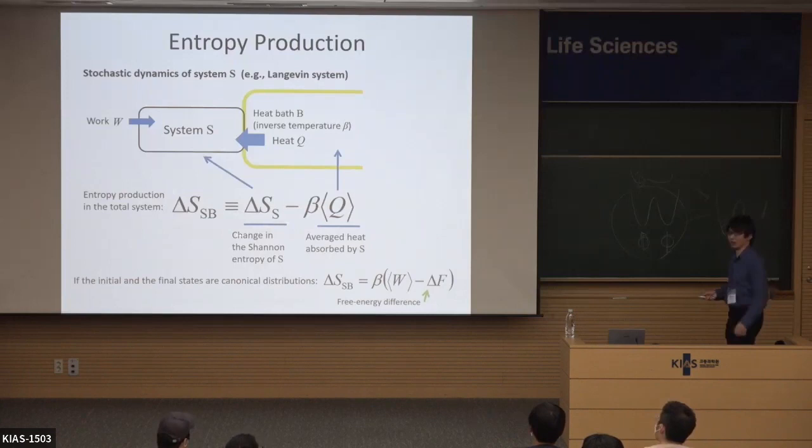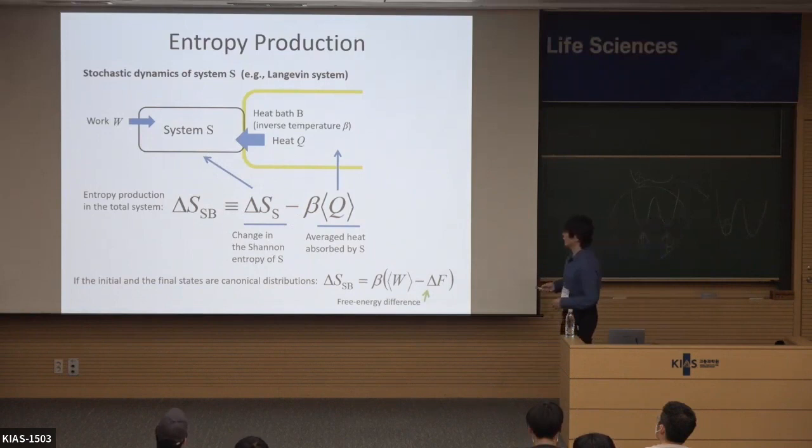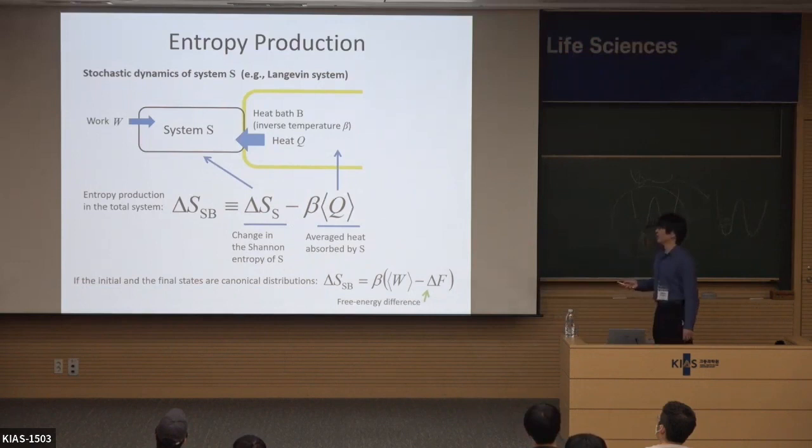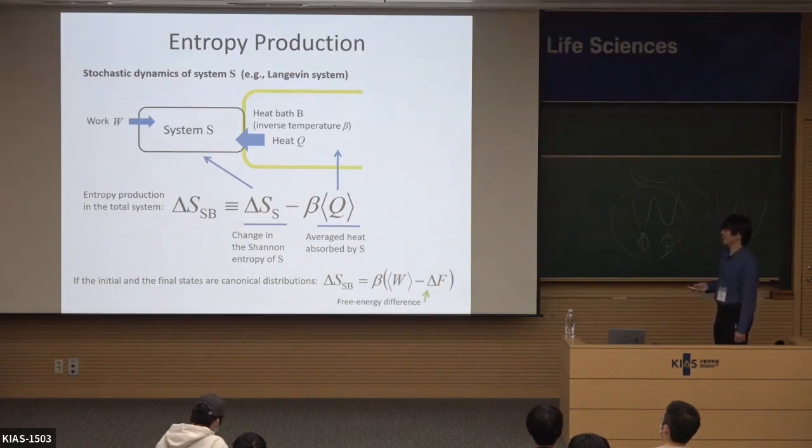So the definition of entropy production is based on these two terms. We have the Shannon information change of the system, that is just the information increase in the system. And in addition, we have the heat term here. So this minus beta Q is regarded as the entropy increase in the heat bath. This beta is the inverse temperature of the heat bath, and Q is the heat flow from the bath to the system. So then this delta S minus beta Q is regarded as the total entropy production in this entire system, consisting of the system and the heat bath.